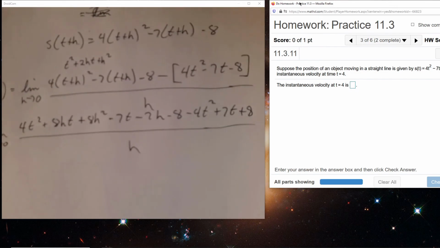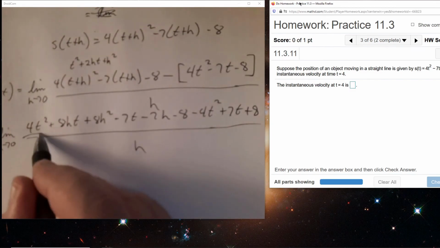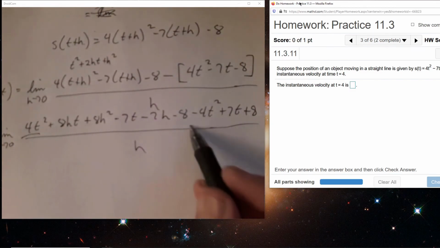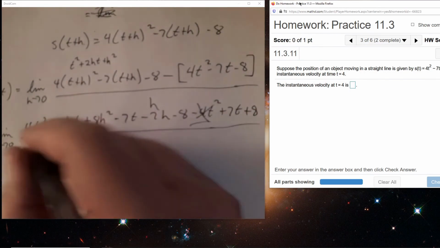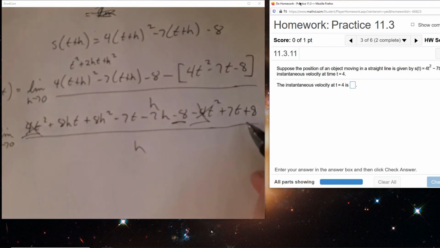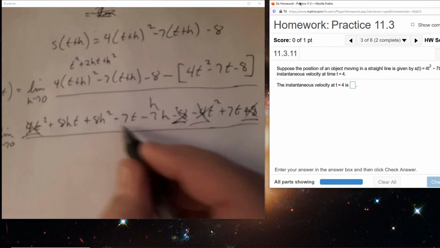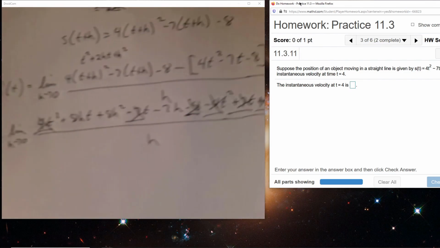And now we're going to look for things to cancel. So for instance, 4t squared minus 4t squared, gone. Minus 8 plus 8, gone. Minus 7t plus 7t, gone. And let's look at what's left over.